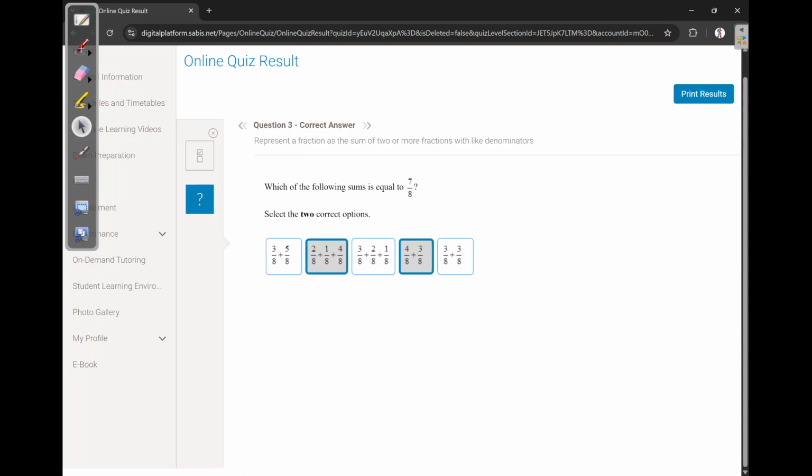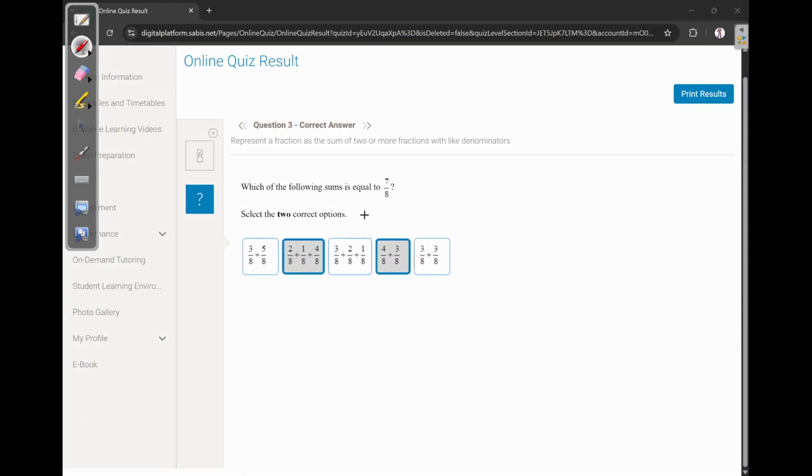Question 3. Which of the following sums is equal to 7/8? Select the two correct options. Which of the following equals 7/8? 2 plus 1 equals 3, and we plus it by 4 equals 7. So this one is correct.